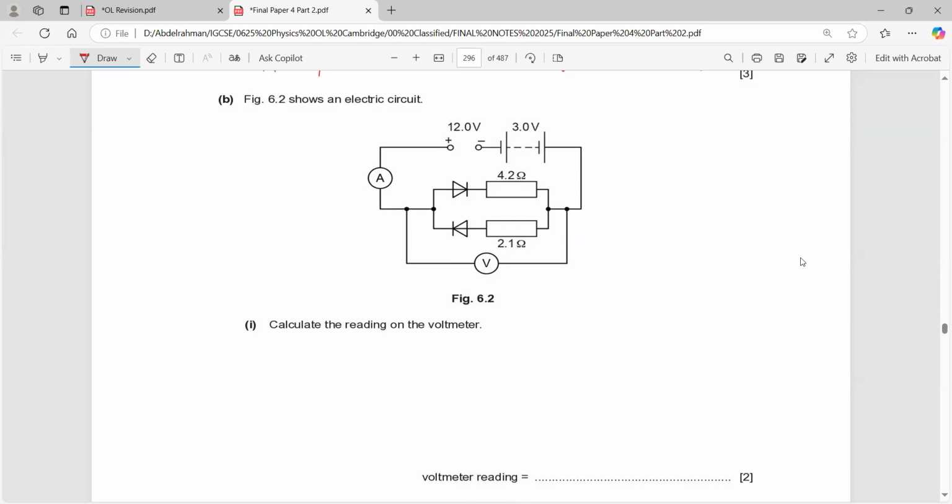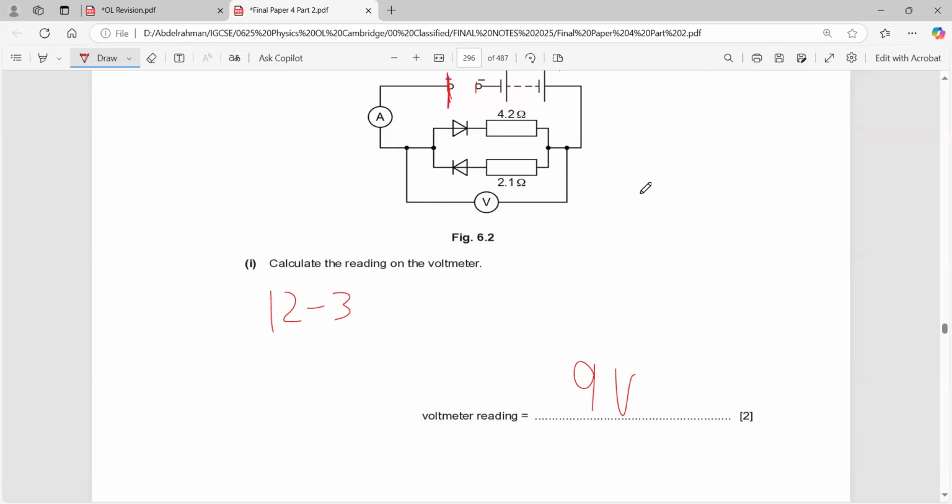But in this case, they're not in the same direction, so you shouldn't add them. You have the positive side of this battery on this side and the negative side on this side. But the positive of the 3 volt battery is on the other side, while the negative is on this side. Therefore, we have to subtract. We'll say 12 minus 3, which is 9 volts. This is the total EMF of this circuit, because the batteries are in opposite directions.